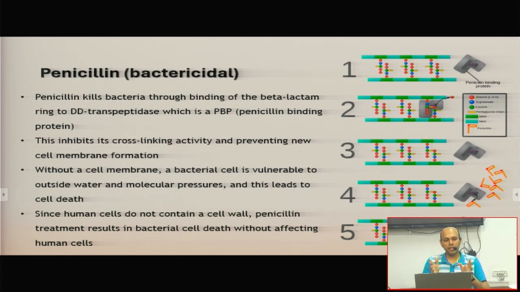Okay, it is very clear. And then in the last point, since human cells don't contain a cell wall, penicillin treatment results in bacterial cell death without affecting the human cells. That is another reason, as I highlighted earlier, how antibiotics are selective against the organisms themselves and not harming the human cells.